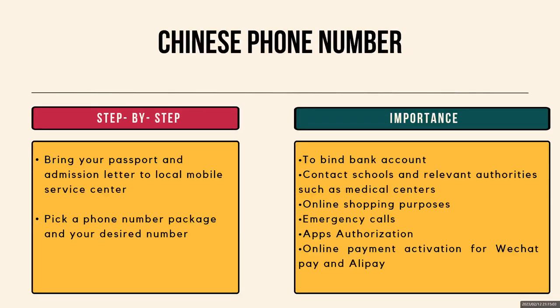You need to bring your passport and admission letter to a local mobile service center, and pick a mobile phone package and your desired number. And as for the importance, you can see here: to buy a bank account, contact schools and relevant authorities such as medical centers, online shopping purposes, emergency calls, apps authorization, online payment activation for WeChat Pay and Alipay. It's very important, and basically everything here revolves around your phone number.